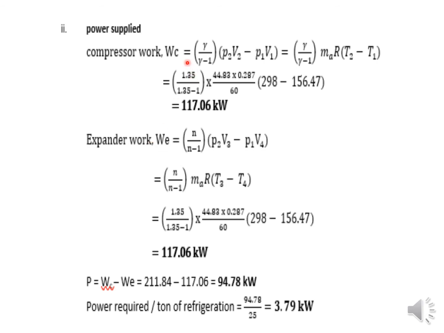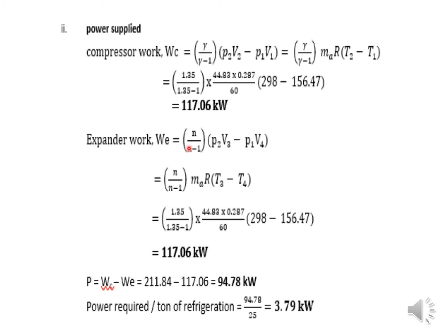So WC and WE. For compressor work, how we have to calculate it: it is going with the adiabatic process. So gamma by gamma minus 1 into P2 V2 minus P1 V1. Instead of P2 V2, I will write M_A R (T2 minus T1). M_A is calculated, R is known, gamma is known, T2 and T1 values are known. Only compressor work we have to calculate; 117.06 kilowatt you will get.